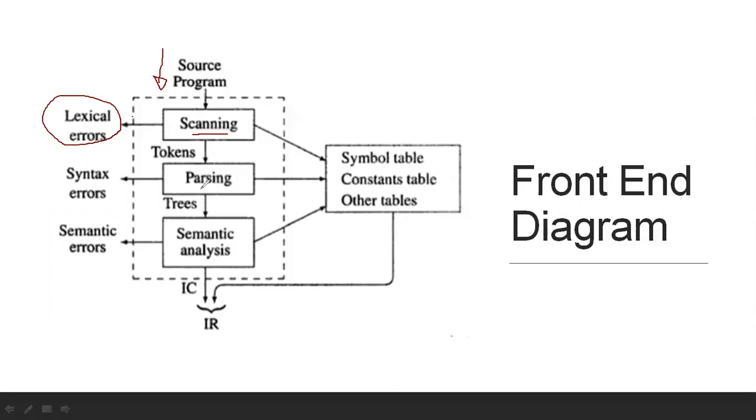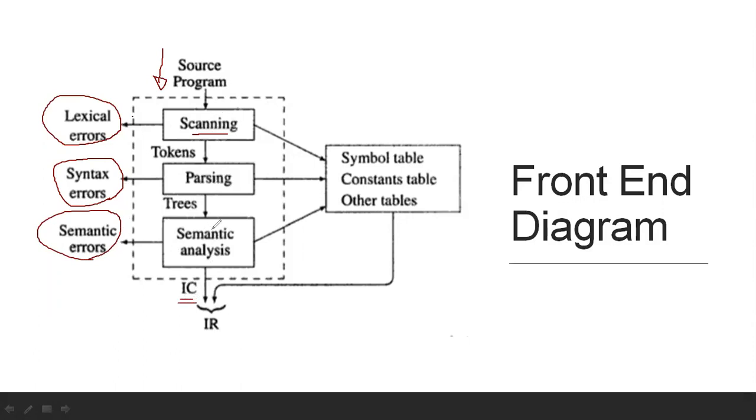After the parsing, it will give the output as trees, that is intermediate code, that will be taken as input by the semantic analysis. Of course, parsing will be 100% complete if there is no syntax error, and semantic analysis will be done if there is no semantic error. So in this way, intermediate code will be generated.